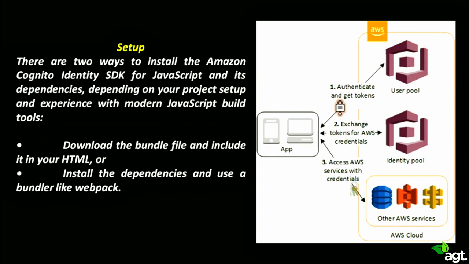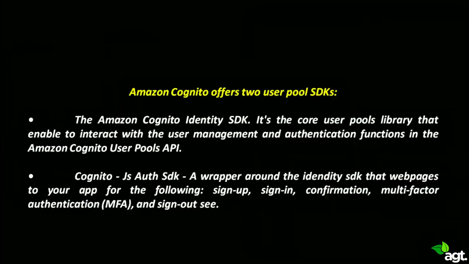So how to set up? There are two ways to install the Amazon Cognito Identity SDK for JavaScript and its dependencies. Depending on your project setup and experience with modern JavaScript build tools, download the bundle file from npm and include it in your HTML, or install the dependencies with a bundler like Webpack. This is sample code, and installing using a separate JavaScript file is also available here.